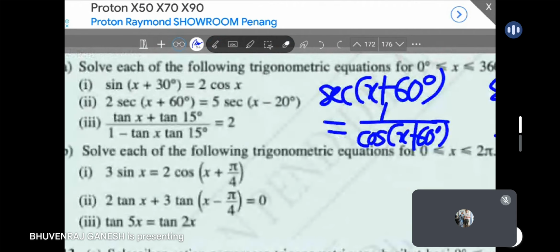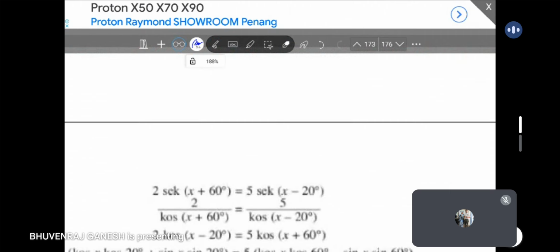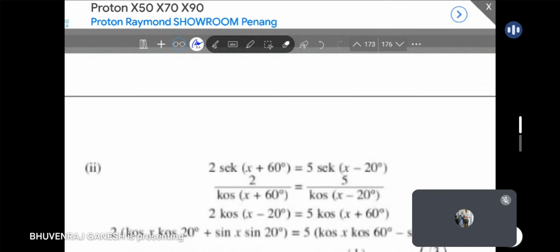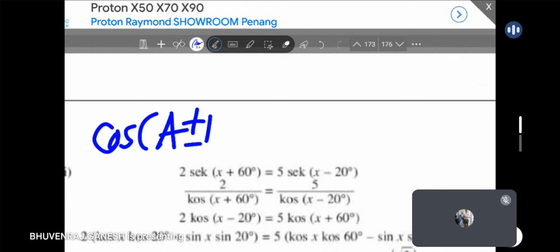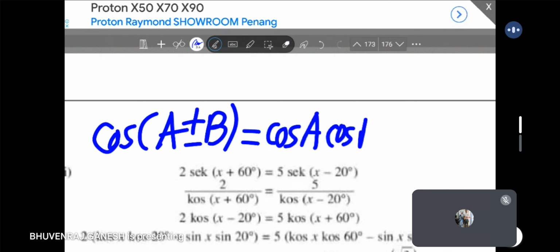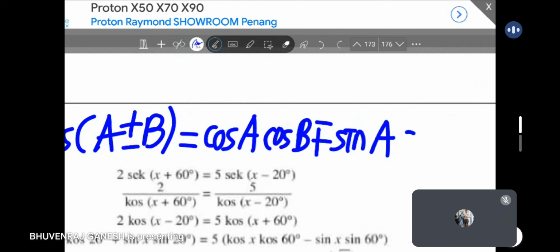Tukar dia macam ni, and then you can start to cross multiply, darab silang. Then you start to expand, kembangkan belah kiri dan belah kanan, left hand side, right hand side. So for cos, recall the expansion is something like this: cos(A ± B) equals cos A cos B, and then minus plus, for cos is opposite guys, selalu bertentangan, sin A sin B. So inilah pengembangan dia lah. This is the expansion.